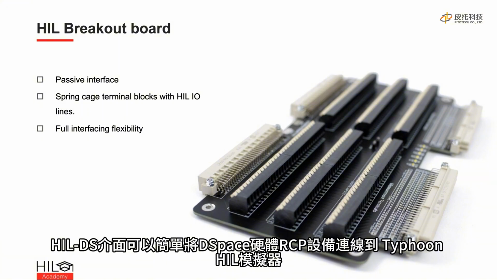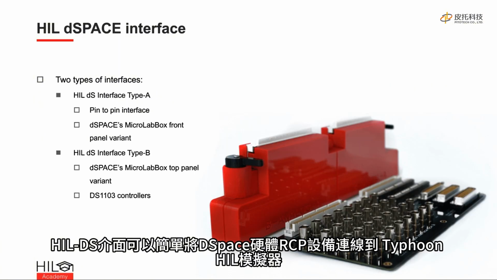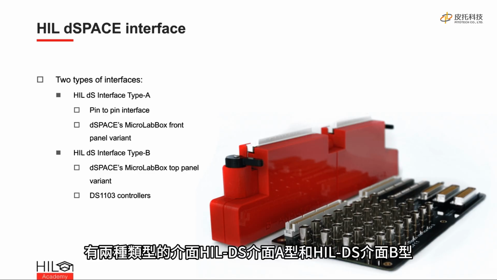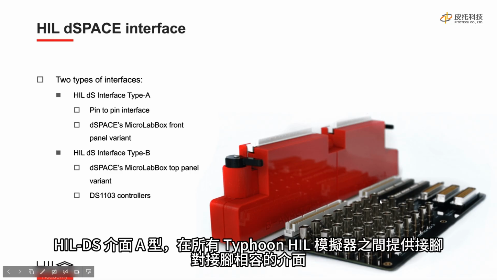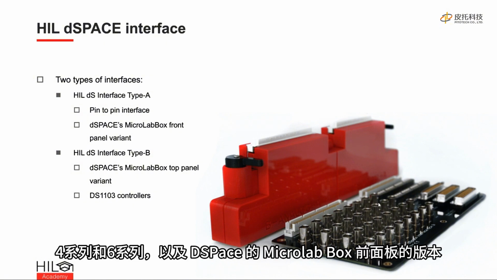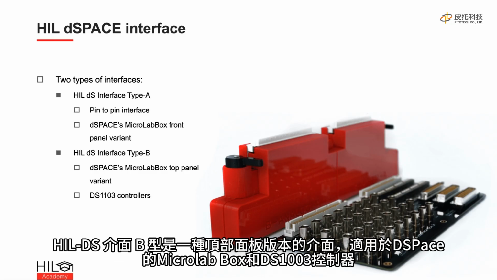The HIL DS interface allows you to easily connect dSPACE hardware RCP devices to the Typhoon HIL simulator. There are two types of interfaces: HIL DS interface type A and HIL DS interface type B. The HIL DS interface type A provides a pin-to-pin compatible interface between all Typhoon HIL emulators, 4 series and 6 series, and dSPACE's MicroLabBox, front panel variant. The HIL DS interface type B is a top panel variant interface which works with both dSPACE's MicroLabBox and DS1103 controllers as well.